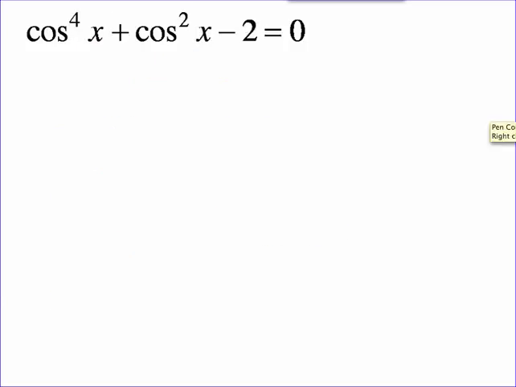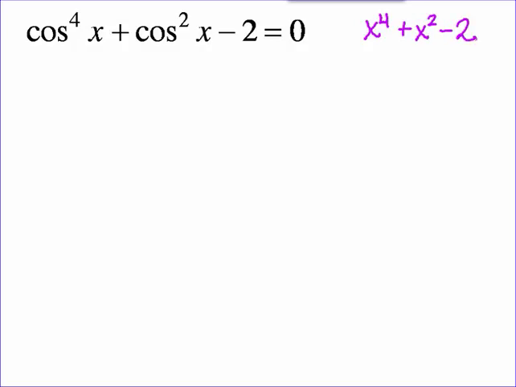Very last one we're going to look at, and then we're done for today. Cosine to the 4th x plus cosine squared x minus 2 equals 0. This is a quadratic, but it's in a little different form. Add 2. Okay, real similar to this.